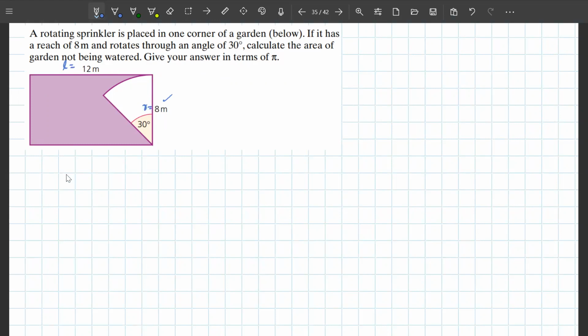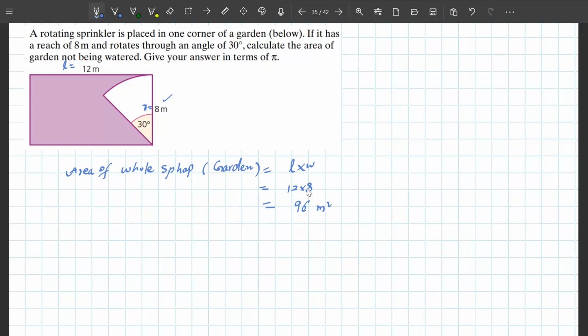Okay, so the first thing we will say is the area of the whole shape, or you can say the garden: length into width, meaning 12 into 8, which gives us 96, and it is in meters squared.